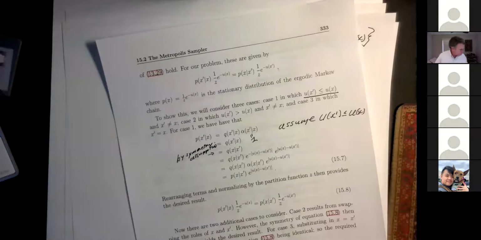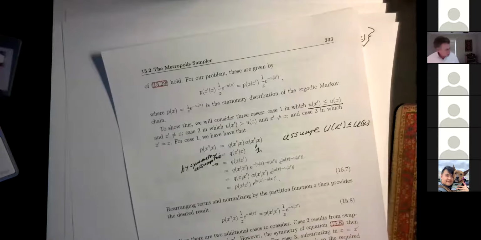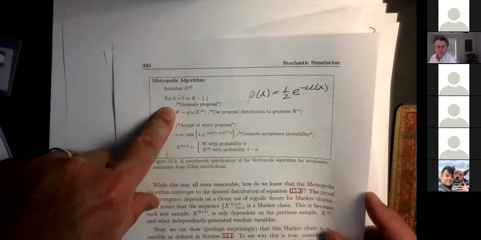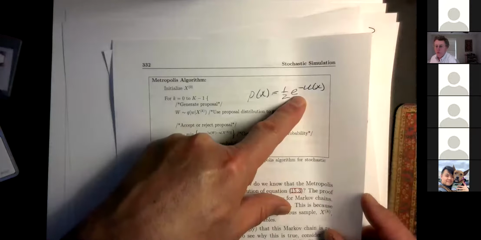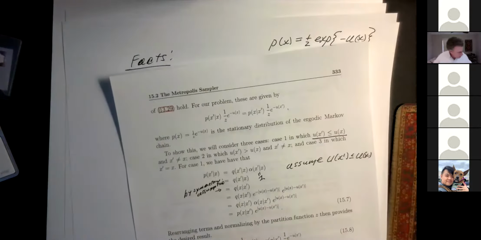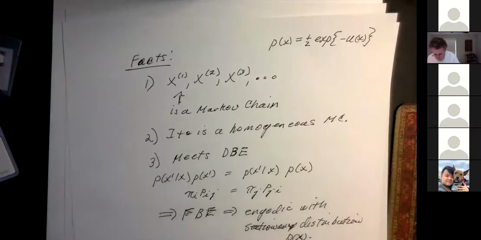So we proved now that the Metropolis algorithm is a way, if you run it for long enough, it'll eventually converge to the desired distribution. Okay, so that's the idea of the Metropolis algorithm.